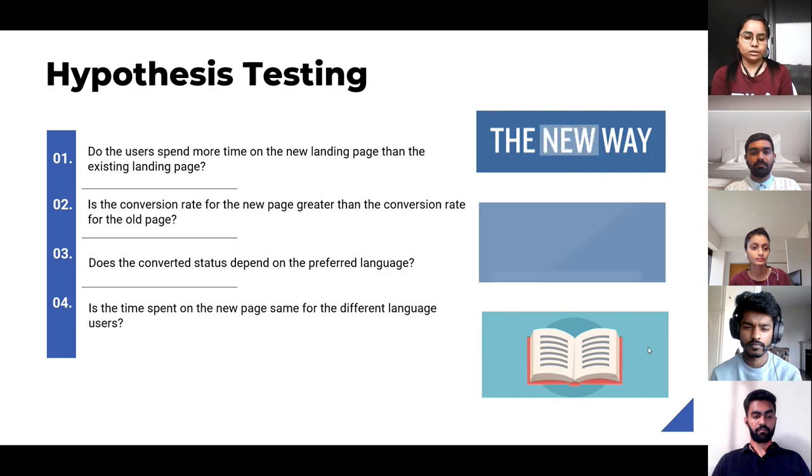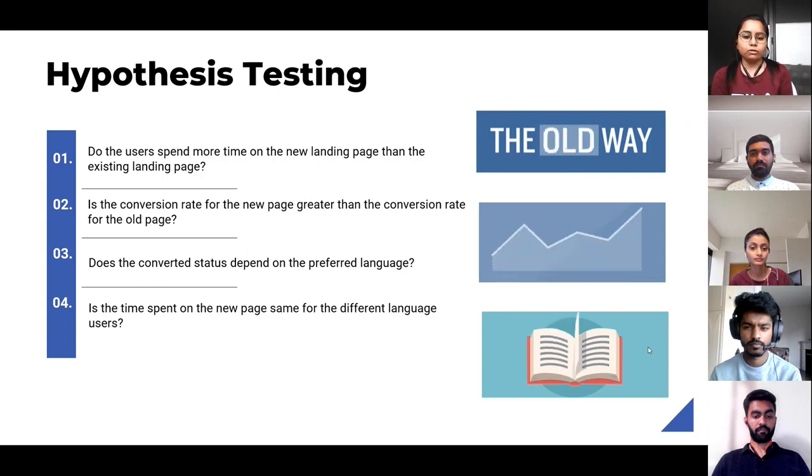For the fourth question, we assume the two hypothesis equations as whether the converted status was independent or not of the preferred language. So, from the contingency table and the calculated p-value, it was observed that we were unable to prove that the converted status was dependent on the preferred language.